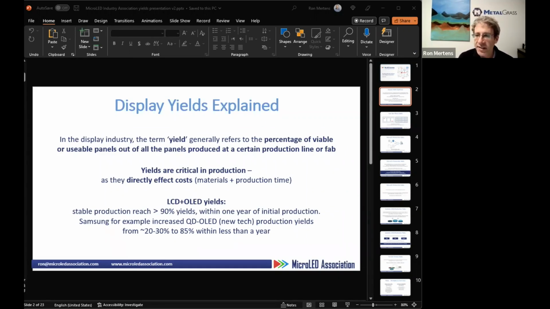Current display technologies, LCDs and OLEDs, have matured, and production yields are very high, in most cases over 90%, even higher. And even when introducing new technologies, it's possible to achieve very high yields very quickly. For example, Samsung Display with the QD OLED panels managed to increase the yields from around 20-30% to over 80% in less than a year. This is impressive, and this is a new kind of technology. So it was very indicative of the maturity of the OLED production process. LCD is obviously even more mature. And we have to remember that this is the kind of maturity that MicroLEDs will have to compete with.